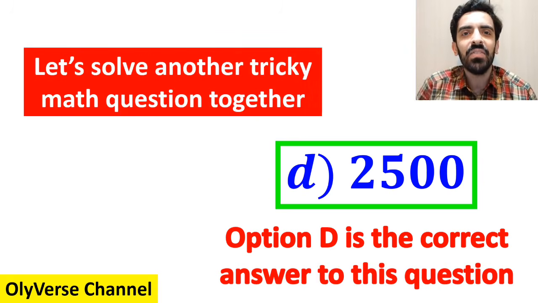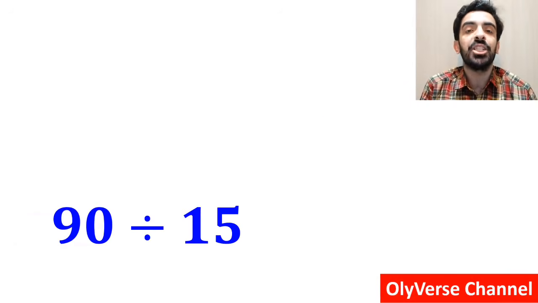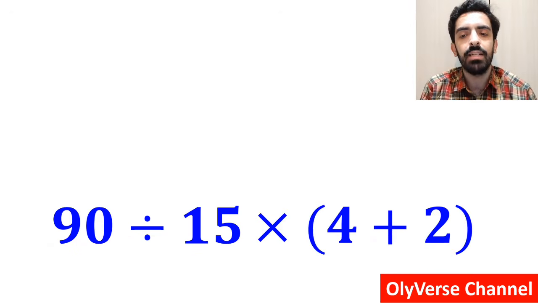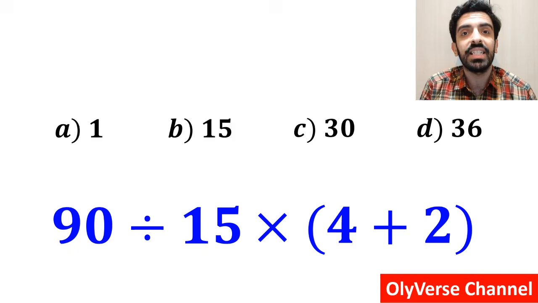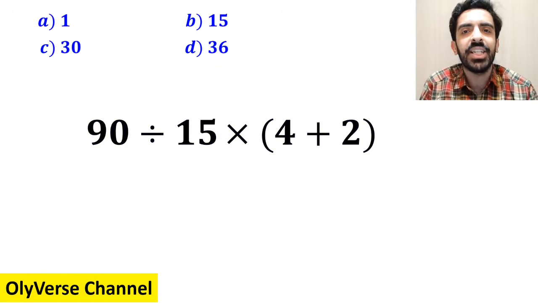Alright, now let's solve another tricky math question together. What is the value of the expression 90 divided by 15 multiplied by (4 + 2)? Which option do you think is the correct answer to this question? Let's break it down and solve it together.